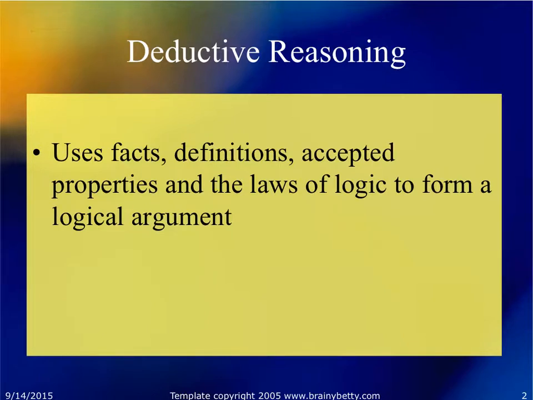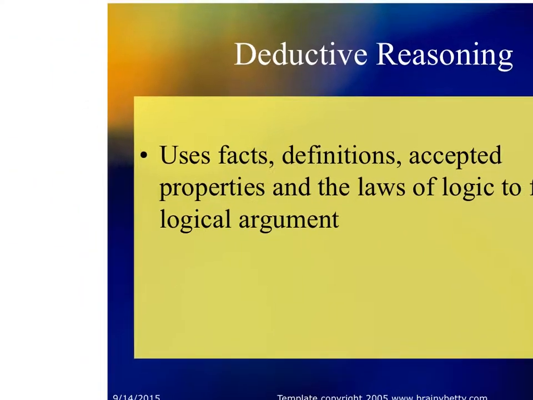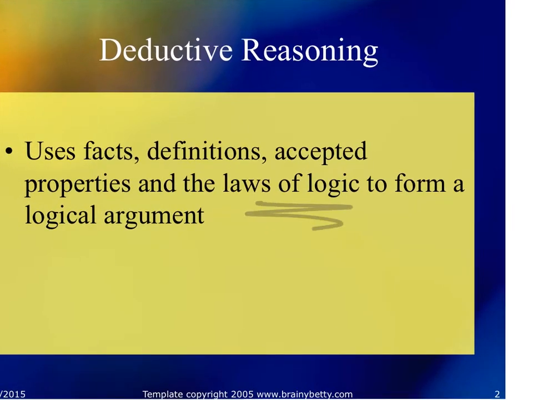So deductive reasoning will be using facts, definitions, accepted properties, and laws of logic to form a logical argument. So what we're using for deductive reasoning are things that we know are true. And then again, we're going to learn 2 laws of logic today. Okay, so yesterday we talked about inductive reasoning, where we look at things that have happened in the past and look for a pattern. But again, today, deductive reasoning will be using facts, definitions, properties, and again, the 2 laws of logic that we're going to learn today.